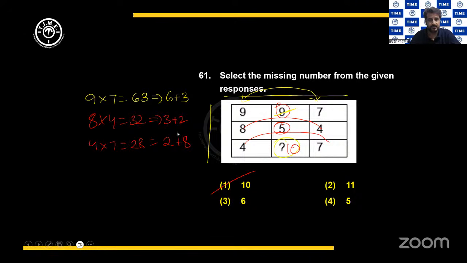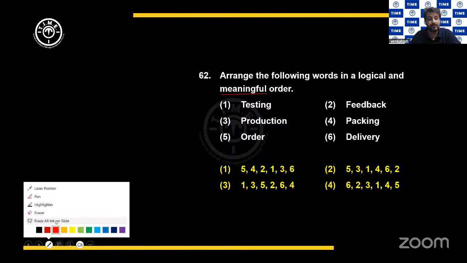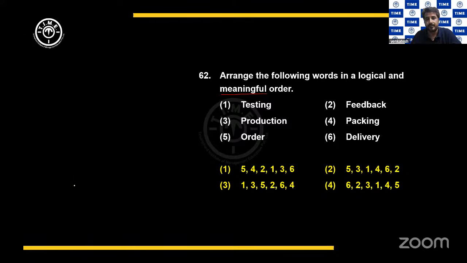Right. Let's see the next question. All right. Arrange the following words in a logical and meaningful order. So far, we have discussed 61 questions. All 61 are 61 different models. So there is no scope for examiner to give beyond this. So we have discussed all the question types and yet to discuss more.